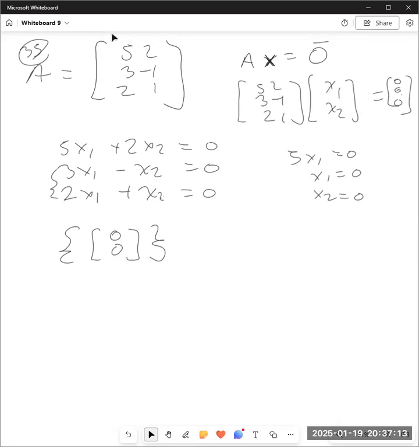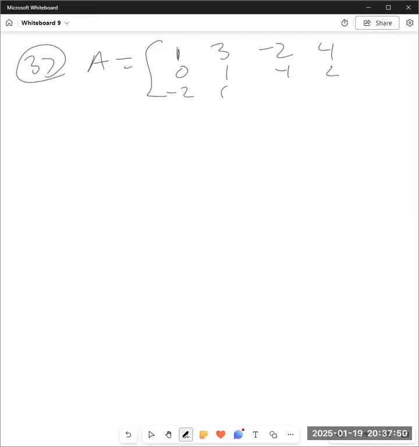Let's finish up with number 37 here, which is another problem that asks us to find the null space of a matrix. And it is A equals 1, 3, -2, 4, 0, 1, -1, 2, and -2, 6, 4, -8.